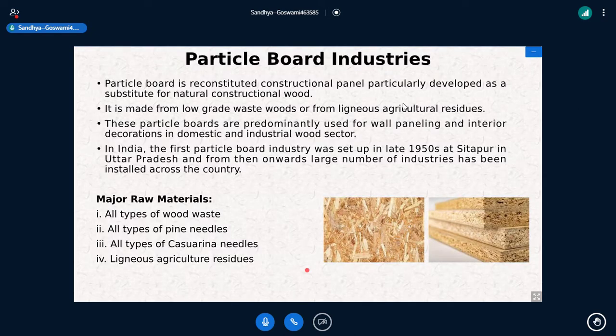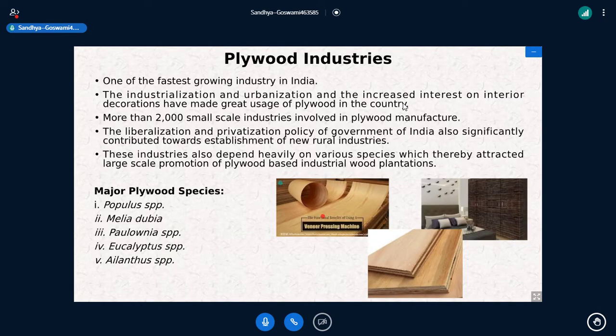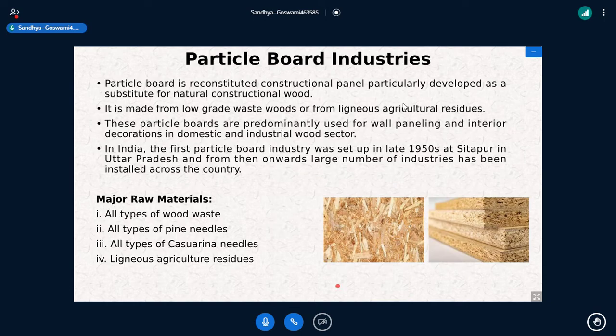Now after plywood industry, we will move towards particle board industries. Plywood, abhi humne kya kiya plywood mein? We have used slices of wood, veneers we have used. Now particle board industry kya hai? Here in particle board industry, it is another very important one, because we are going to use whatever wood waste we are getting in wooden industries.